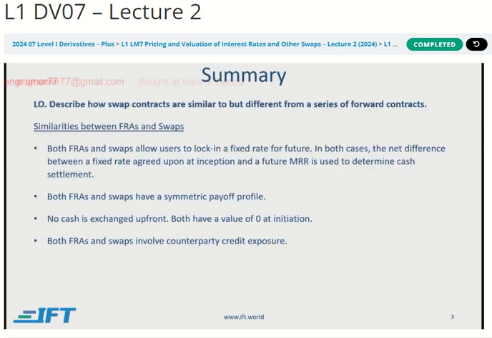Now let's get into the summary for this learning module. First, let's talk about the similarities of FRAs and swaps. Both of them allow you to lock in a rate for the future, and then the net settlement is based on the difference between the locked rate and whatever is the market rate.